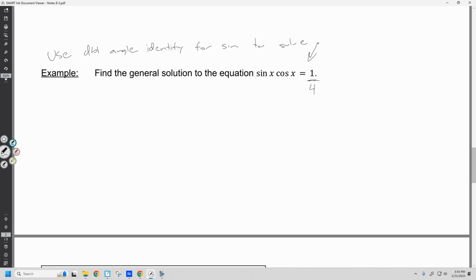Okay? Cool. And you're like, all right, I know the double angle identity for sine. Sine, cosine, cosine, sine, with x. Keeping the plus, it's 2 sine x cos x. Cool. So I'm supposed to use this somehow to solve this.